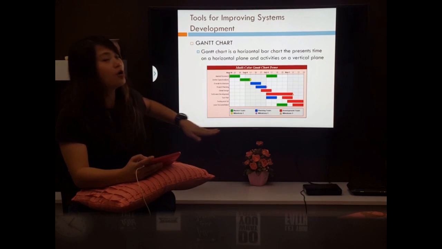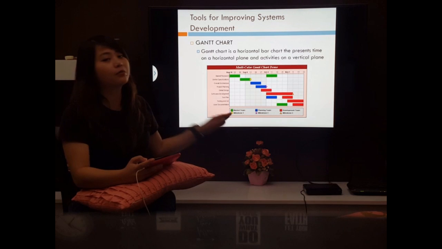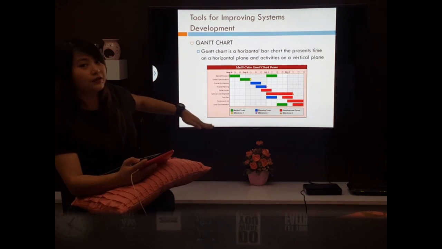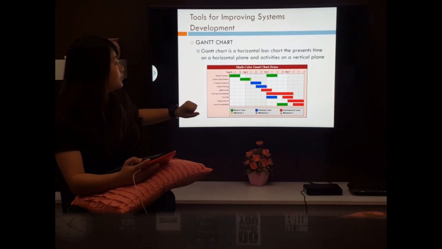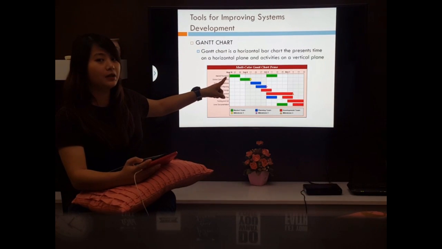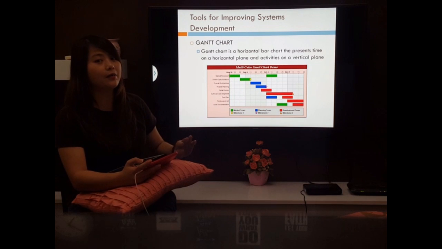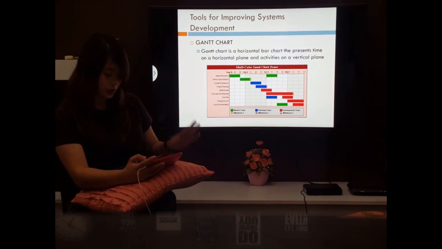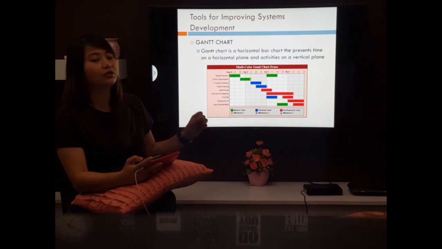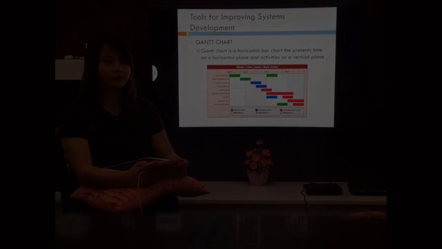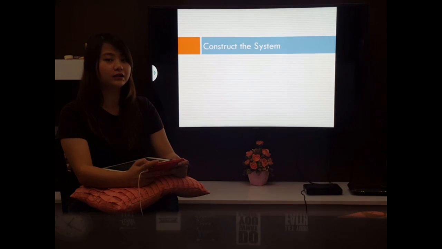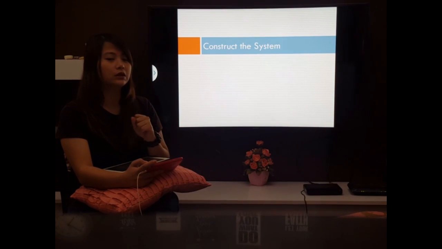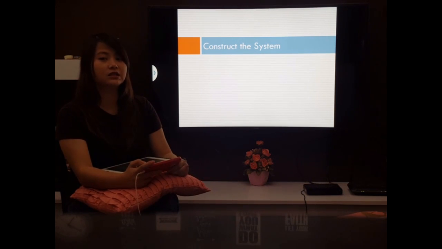The Gantt chart is a horizontal bar chart that presents time on a horizontal plane and activities on a vertical plane. So the bar marking the beginning and ending dates are the time associated for each activity. This Gantt chart actually is highly popular because it can show the current status of the project at a glance. In in-house development activities, it falls conceptually into two categories, which are construct the system and deliver the system.